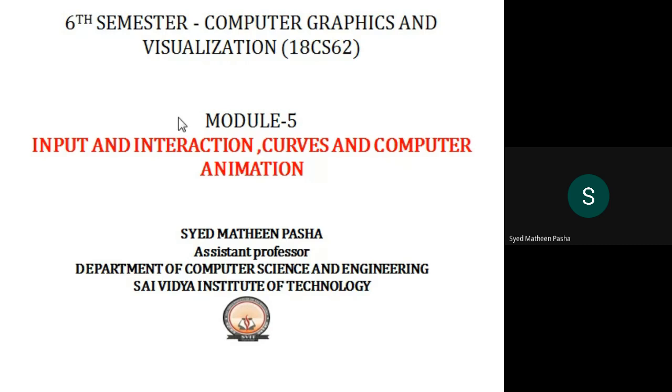As I told, I will be starting up with module 5. So module 5 states input and interaction, curves and computer animation. So what does this module consist of? Basically, this module consists of some of the input devices, how to interact with such input devices, and then we will study in depth with respect to computer animation.